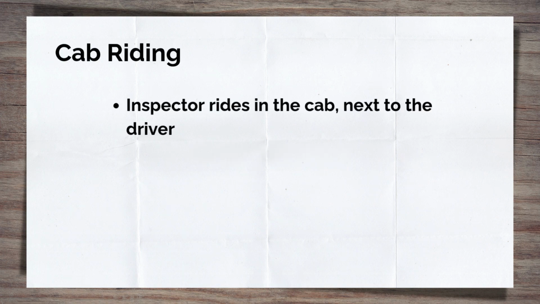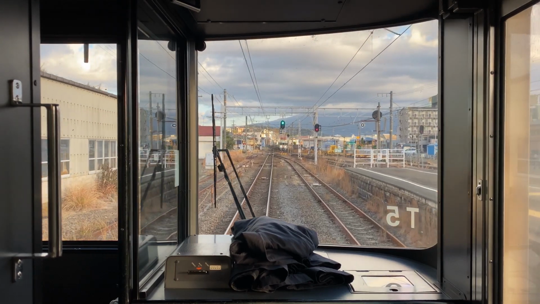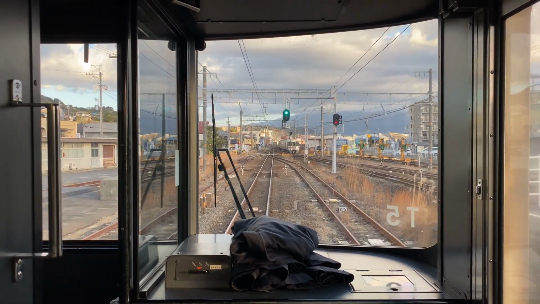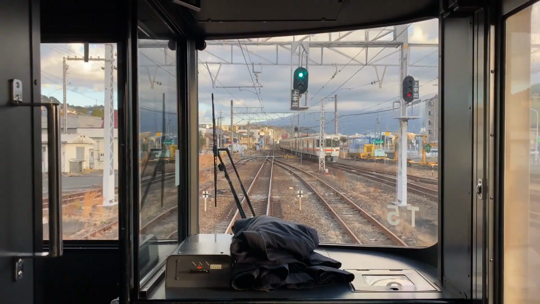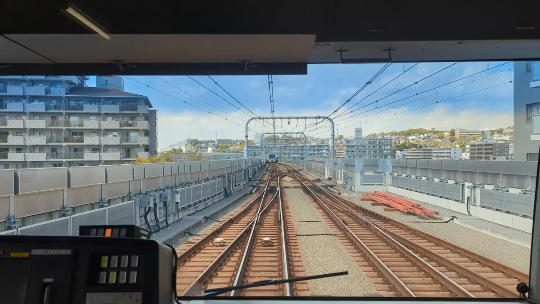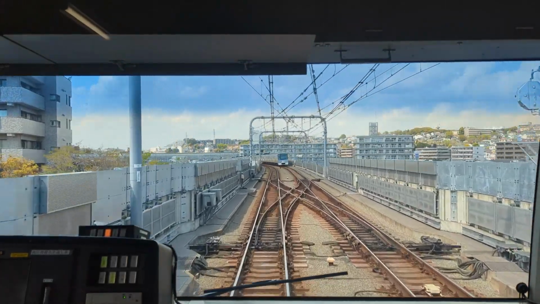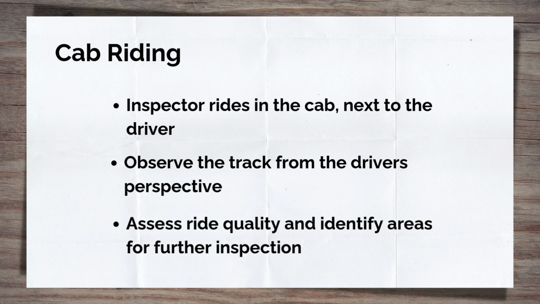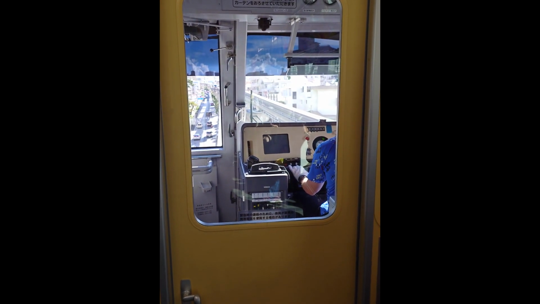Cab riding. This final type of inspection also involves using trains, but takes a different approach. In this inspection, the inspector, typically a maintenance manager or engineer, rides at the front of the train, next to the driver. This vantage point allows the inspector to observe the track from the driver's perspective, assessing the ride quality firsthand and identifying any areas that require further inspection or maintenance.